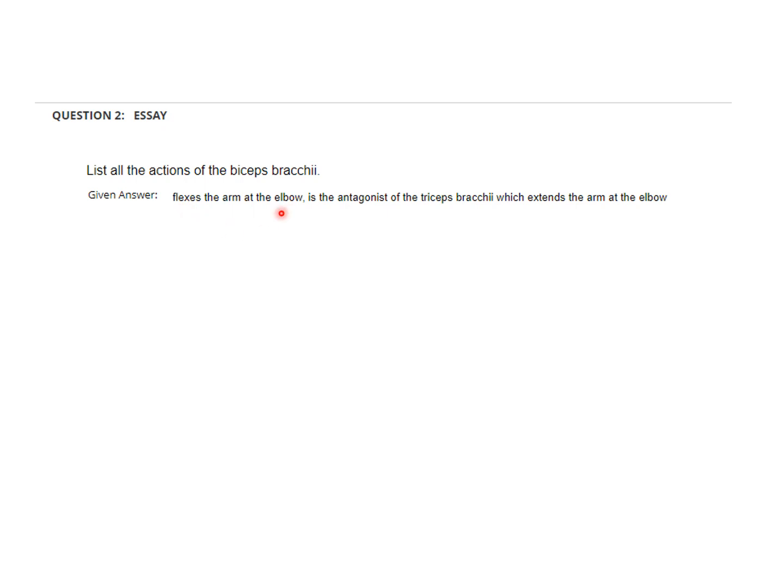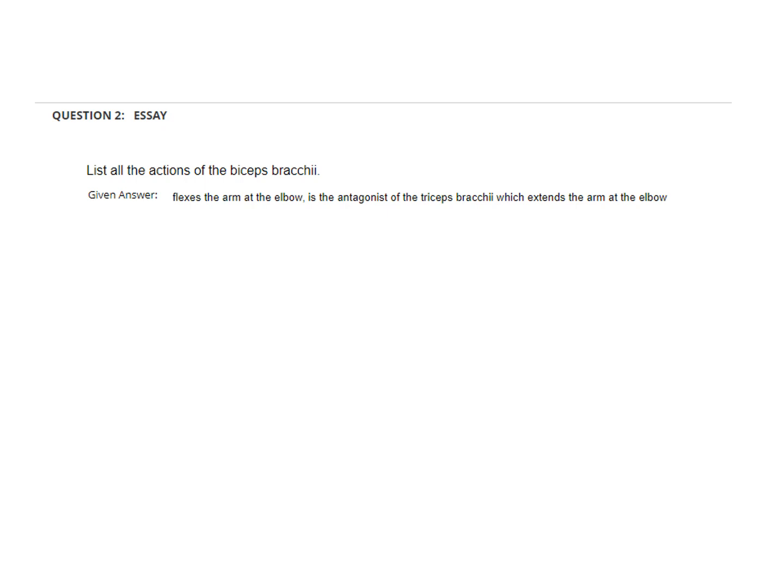Always include the joint. The only times where you can exclude the joint would be for dorsiflexion and plantar flexion, because they only occur at the ankle. So if you say it plantar flexes, it's understood that it's the ankle that you're referring to. The other is supination and pronation. We're only looking at that movement at the forearm. So supinates the forearm, pronates the forearm. That also is an acceptable answer.